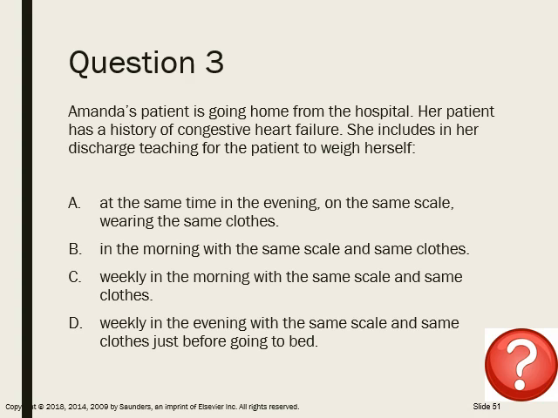Question 3. Amanda's patient is going home from the hospital. Her patient has a history of congestive heart failure. She includes in her discharge teaching for the patient to weigh herself. Will she instruct her patient to weigh at the same time in the evening on the same scale, wearing the same clothes? Is it B, in the morning with the same scale and the same clothes? Is it C, weekly in the morning with the same scale and the same clothes? Or is it D, weekly in the evening with the same scale and the same clothes just before going to bed?